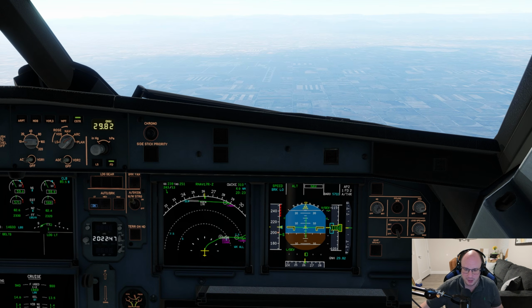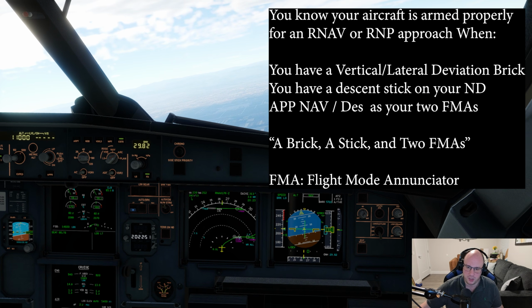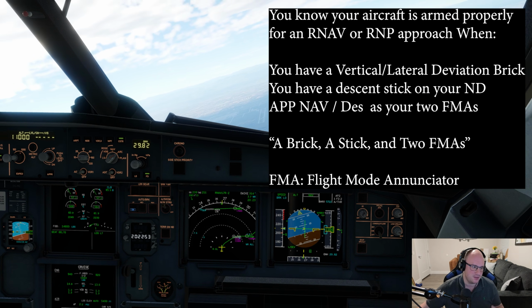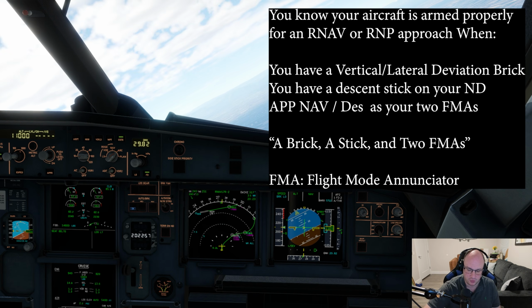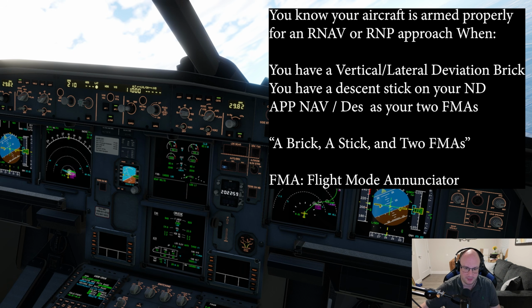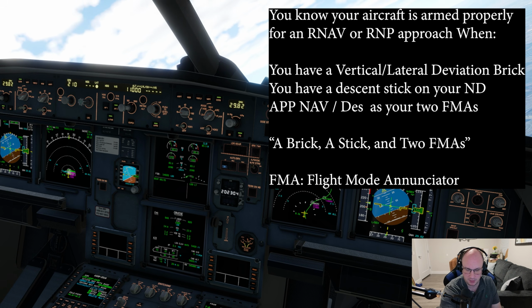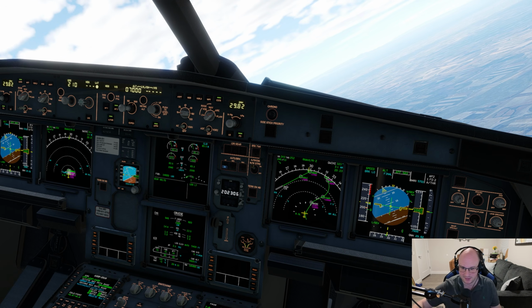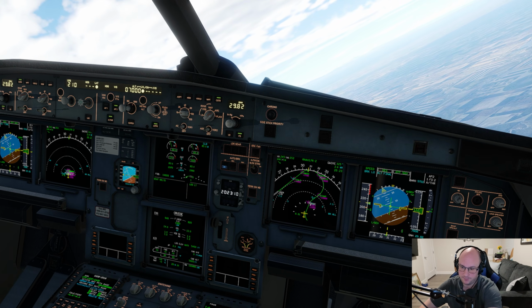So now we're navving to Quickie. There's 2 things that you have to remember when you do this. A brick, a stick, and 2 FMAs. That's the rules of RNAV. So we're cleared the approach. We're going to press the approach push button. And then we are going to set our final approach fix altitude, which is 7,000 feet at Joule, and you are going to push in on this.